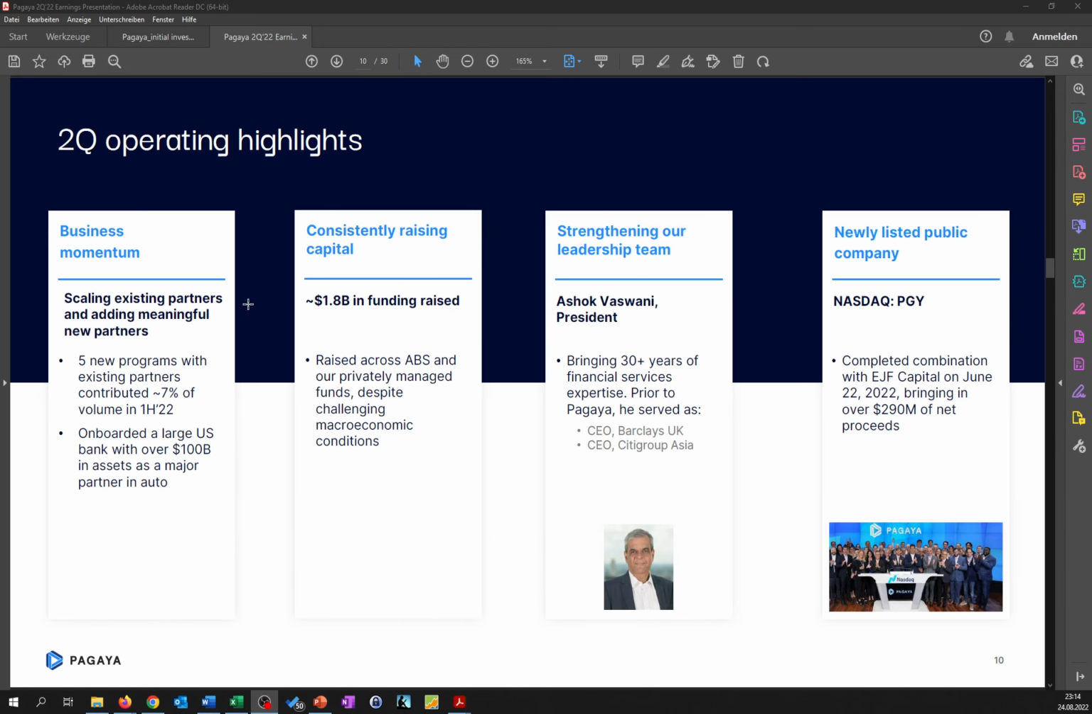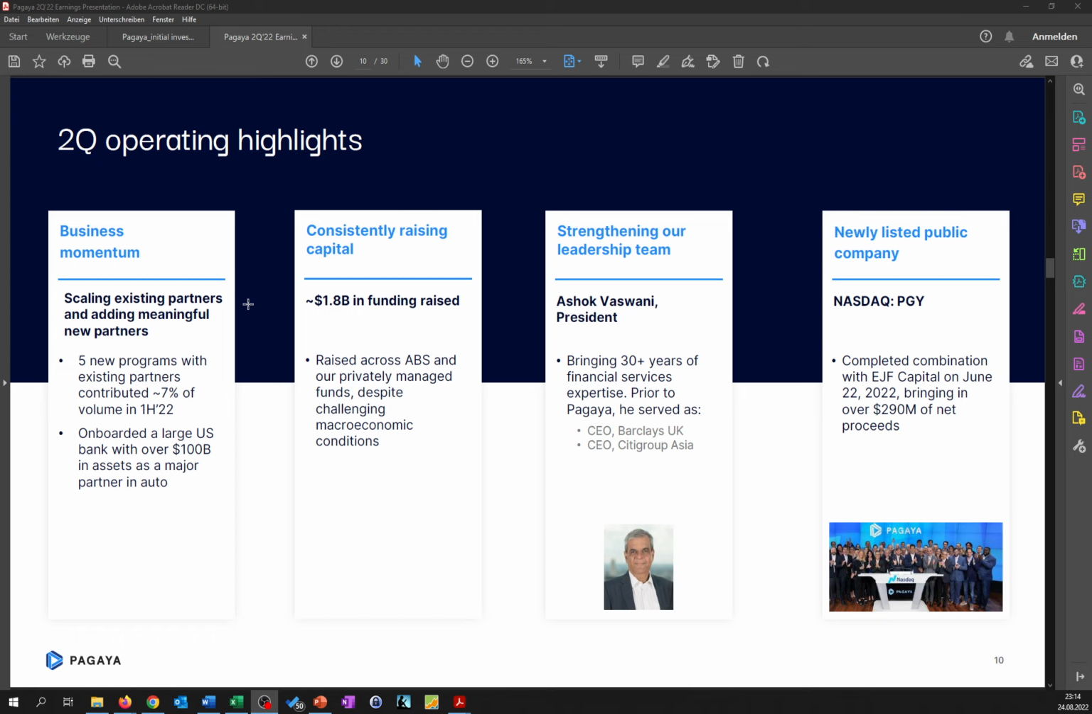The company names operating highlights, for example, 5 new programs with existing partners, which is contributing to around 7% of the volume in the first half of 2022. It is definitely a good sign that the existing companies are expanding their partnerships, which is a sign that the companies are happy with the performance of the partnership. So definitely a good sign for the future.